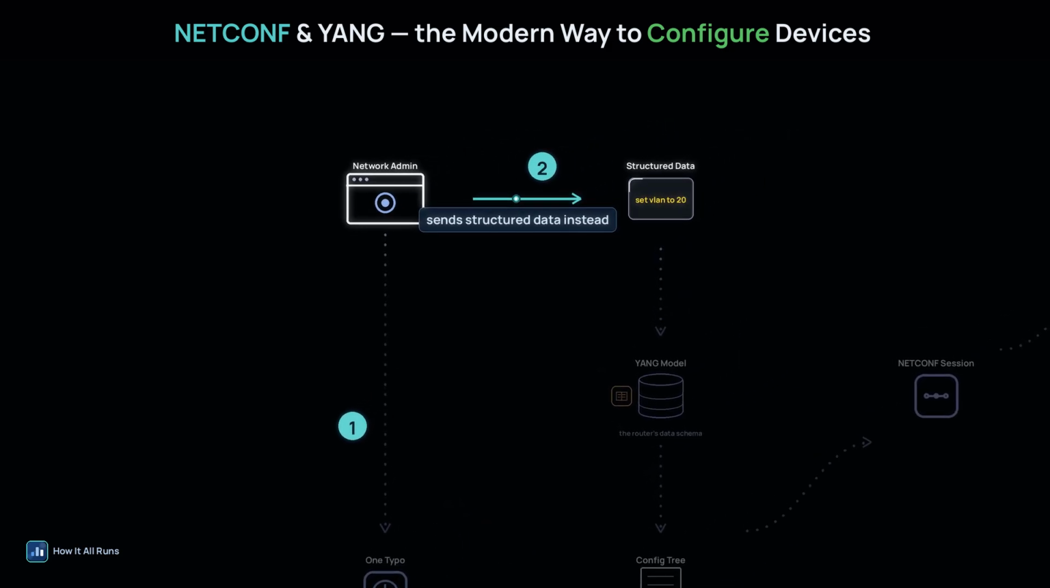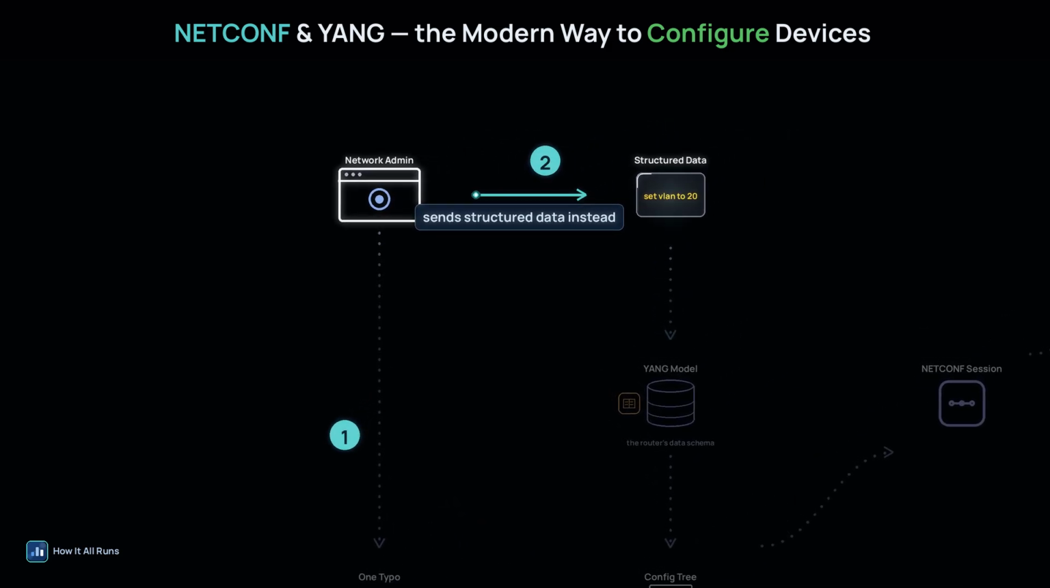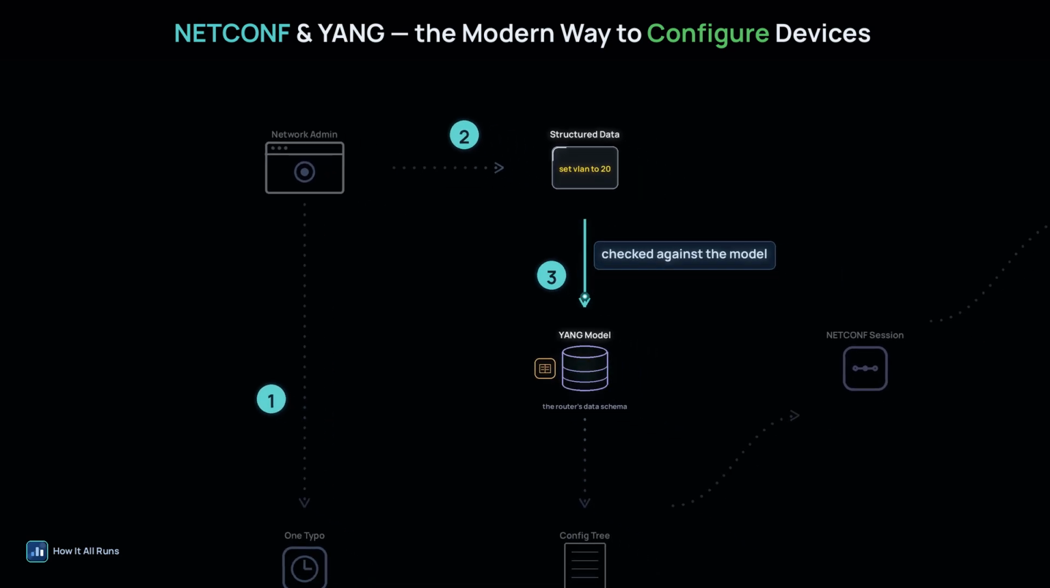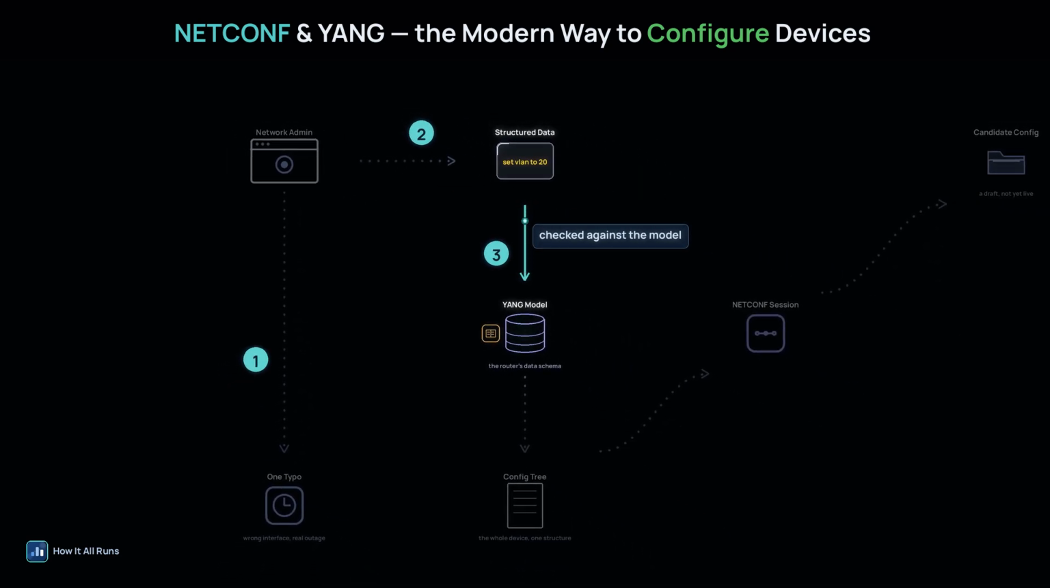Take two, the modern way. The same intent, this interface belongs on VLAN 20, gets expressed as structured data: an explicit field, an explicit value, no typed syntax to get subtly wrong. That data gets checked against the router's Yang model immediately. Does a VLAN field exist? Is 20 a valid value? Is this interface even allowed to carry a VLAN assignment at all?